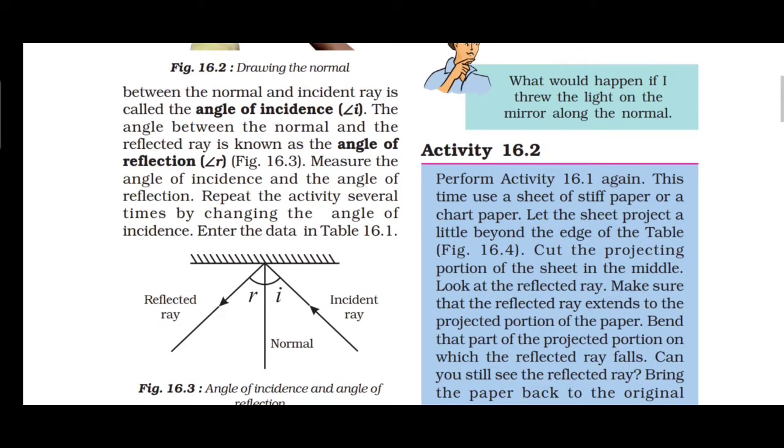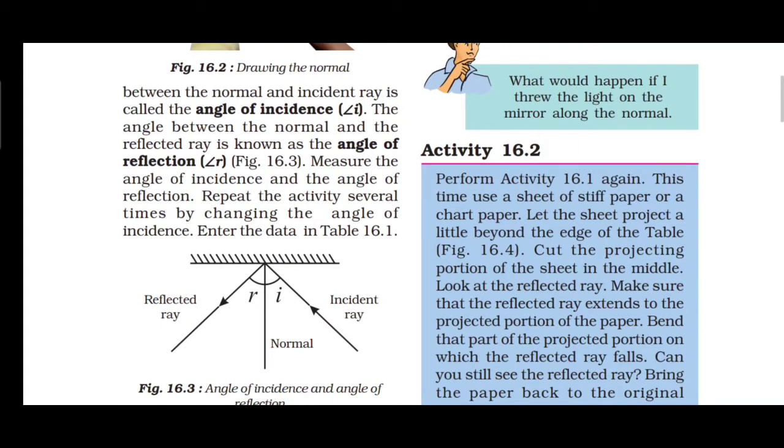In that activity we want to draw what? The incident ray first. Then we want to draw the 90 degree normal line. Then we want to draw the reflected ray also. The angle between the incident ray and the normal is the angle of incidence, represented as i. Then the angle between the normal and the reflected ray is known as what? Angle of reflection. It is represented as r. Then measure the angle of incidence and the angle of reflection.